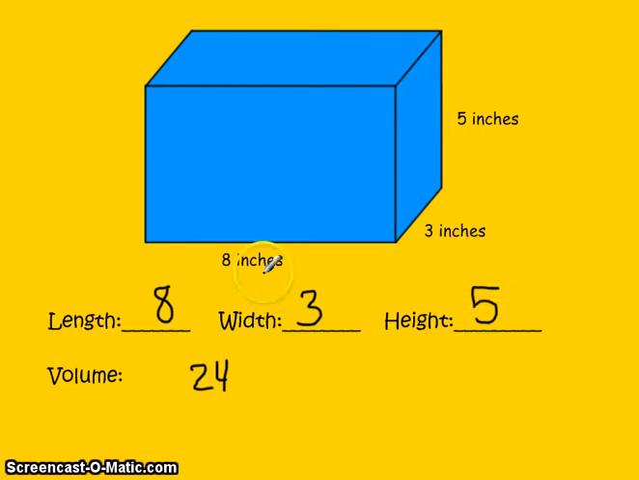I've multiplied my length and width. Now I need to multiply that by 5. Let's see. I think I'm going to use partial products to solve this. So I know that 5 times 4 is 20. And then I know that 5 times 20 is 100. And then with partial products, we're going to add those two numbers together. 100 plus 20 is 120.